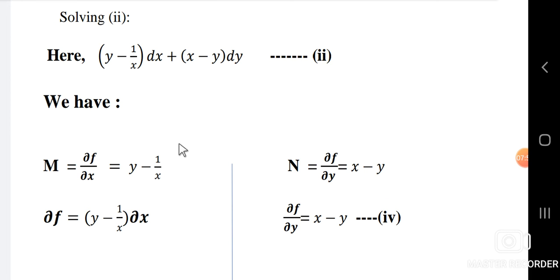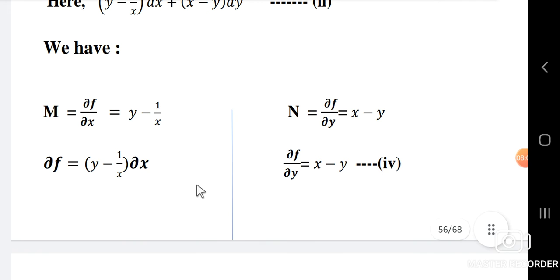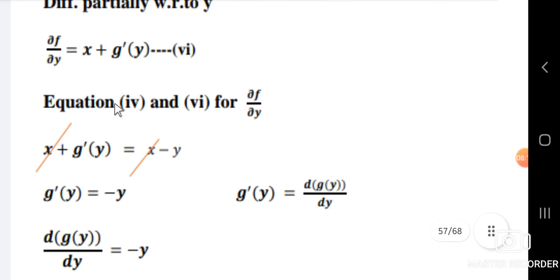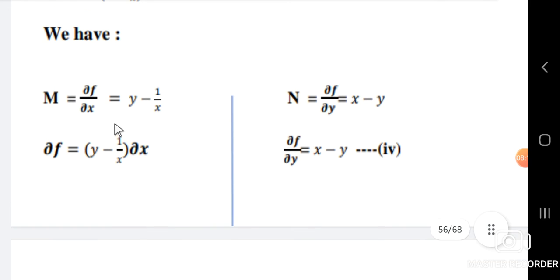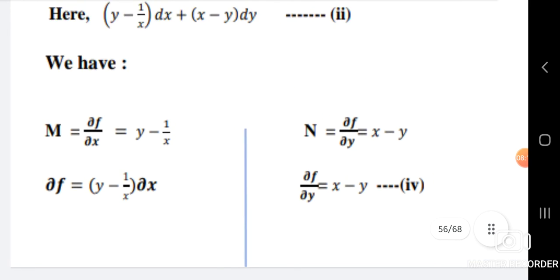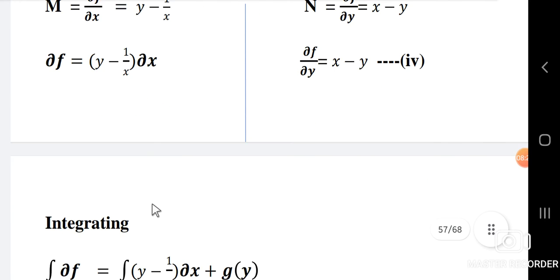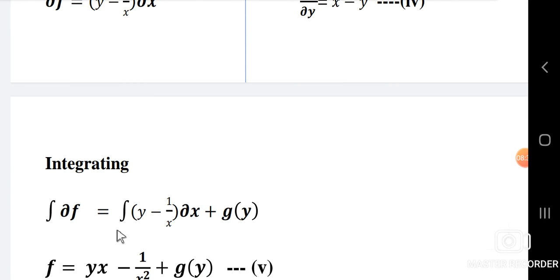We have to remember this to set m as dou f by dou x and n as dou f by dou y. We will break this m and n into two columns. You have to follow this first column fully first, then we will use the second column n. So I take the last two terms, dou f by dou x is equal to y minus 1 by x. Take this dou x to the right hand side, so we will get dou f equal to y minus 1 by x dou x.